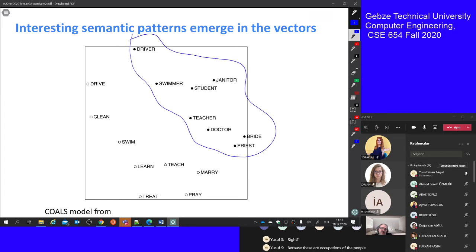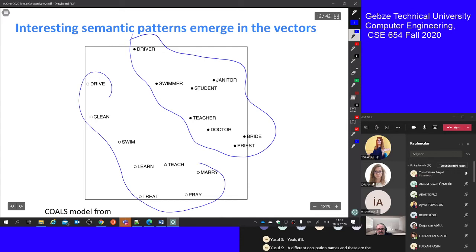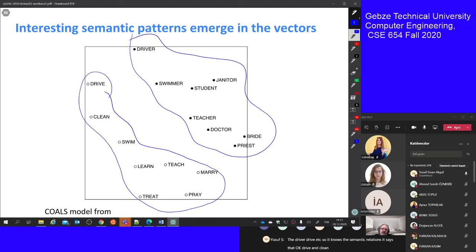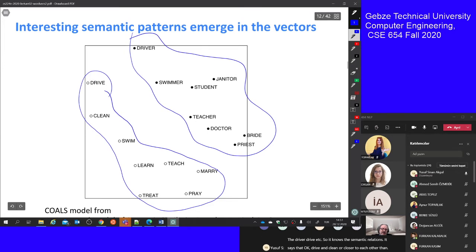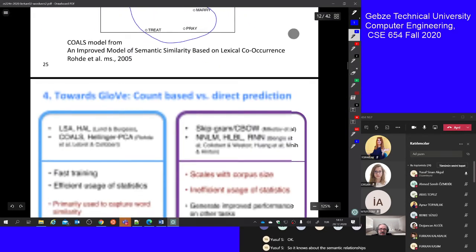They are all different occupation names, and these are the things that people do. Okay, swimmer swim. Okay, janitor clean, driver drive, etc. So it knows the semantic relations. It says that, okay, drive and clean are closer to each other than drive and driver. Meaningfully, they are closer. Okay. So it knows about the semantic relationships. That's what we're trying to say.